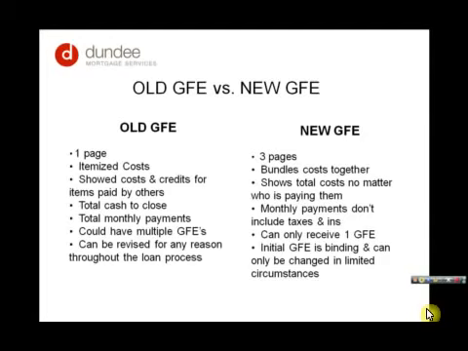Now the new good faith, 3 pages long, bundles costs together in a lump sum manner, shows total cost no matter who is paying them. Monthly payments displayed do not include taxes and insurance, only principal, interest, and mortgage insurance, and only 1 good faith is issued, and that good faith is binding on the loan originator and can only be changed in limited circumstances.